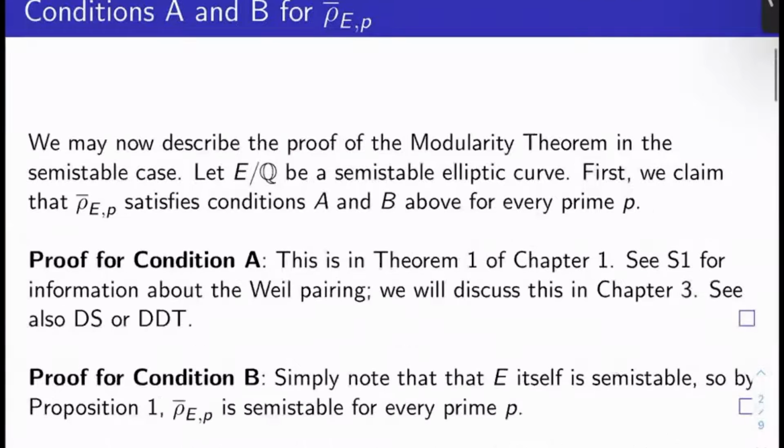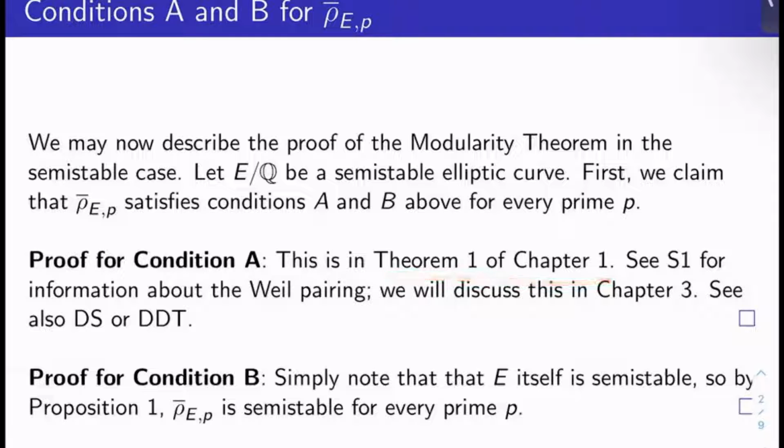First, we want to look and see that the mod P representations attached to a semi-stable elliptic curve E satisfy conditions A and B. We've actually already seen that though. So let E over Q be a semi-stable elliptic curve. We claim rho bar E,P satisfies conditions A and B of modularity lifting for every prime P. Condition A was that the determinant of rho bar E,P was the mod P cyclotomic character. We already showed that, or talked about that, in theorem 1 of chapter 1.